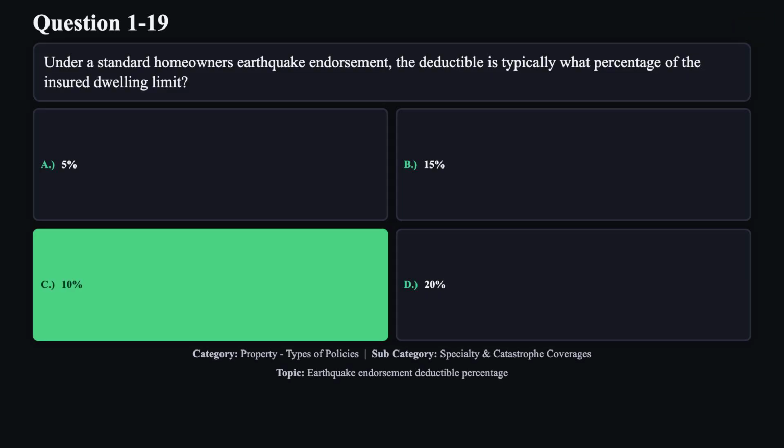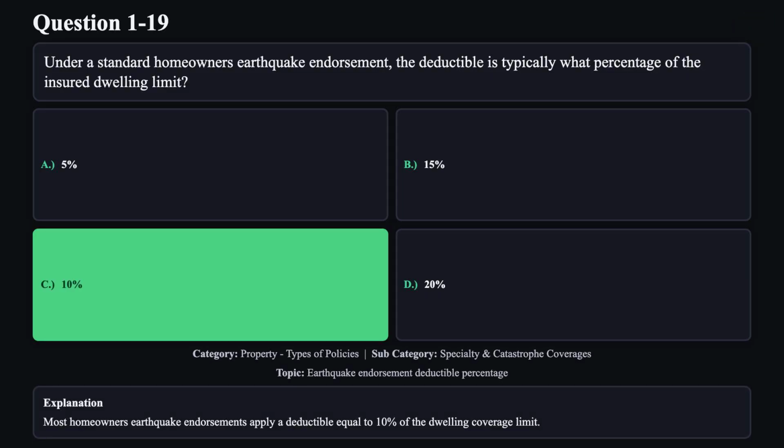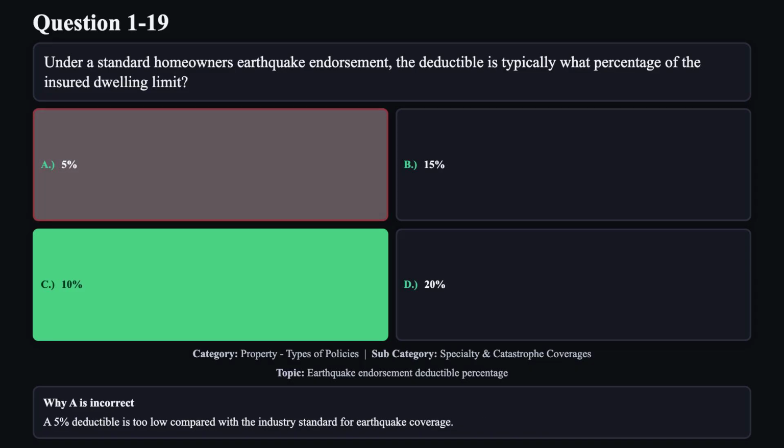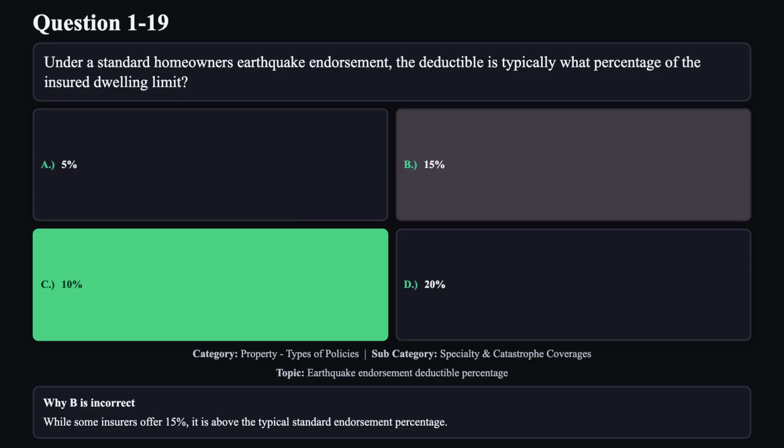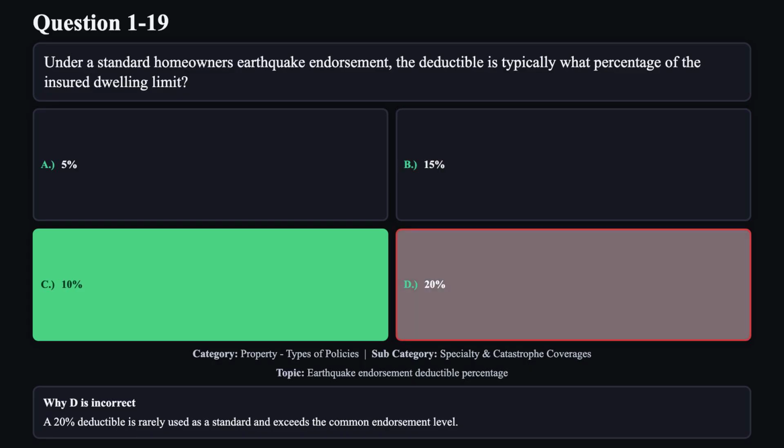The correct answer is C. Most homeowners' earthquake endorsements apply a deductible equal to 10% of the dwelling coverage limit. Reason A is not correct. A 5% deductible is too low compared with the industry standard for earthquake coverage. Reason B is not correct. While some insurers offer 15%, it is above the typical standard endorsement percentage. Reason D is not correct. A 20% deductible is rarely used as a standard and exceeds the common endorsement level.